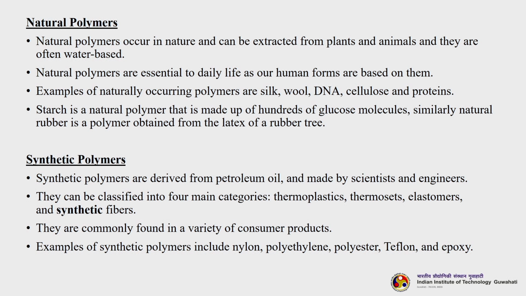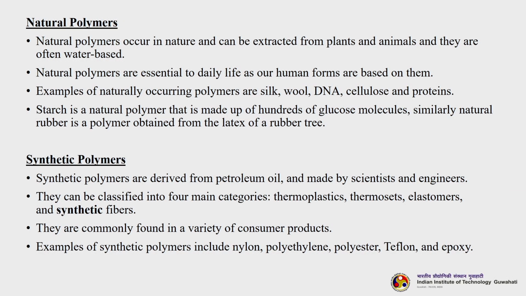Starch is a natural polymer that is made up of hundreds of glucose molecules. Similarly, natural rubber is a polymer obtained from the latex of the rubber tree. Now, you may be aware that rubber is also made synthetically. Synthetic polymers are derived from petroleum oil and made by scientists and engineers. They can be classified into 4 different categories: thermoplastics, thermosets, elastomers and synthetic fibers. They are commonly found in a variety of consumer products and we use them in our daily life every day. Examples are nylon, polyethylene, polyester, Teflon and epoxy.